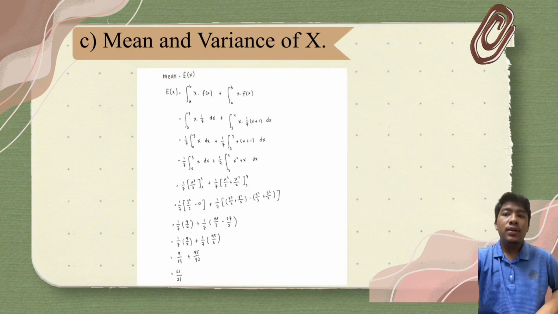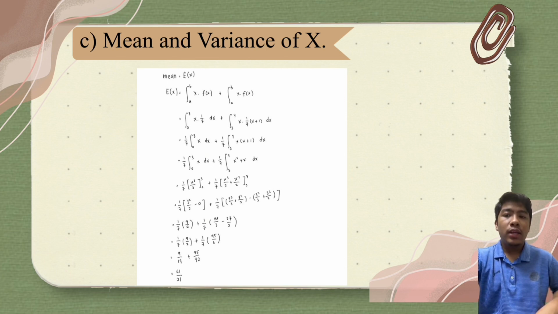For question C, we must find the value for the mean and variance of x by using the formula. So for the mean, the formula is integral from a to b of x times f(x). The first step of calculation is integral from 0 to 3 of x times 1 over 7 dx plus integral from 3 to 4 of x times 1 over 7 times x plus 1 dx. And then we will get 1 over 7 integral from 0 to 3 of x dx plus 1 over 7 integral from 3 to 4 of x squared plus x, and we can integrate.